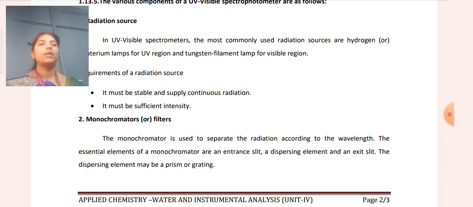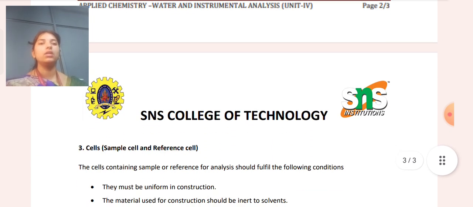The monochromator is used to separate the radiations according to wavelength. The essential elements of a monochromator are an entrance slit, a dispersing element and an exit slit. The dispersing element may be a prism or grating. So this is the refraction of filters used in the cells.